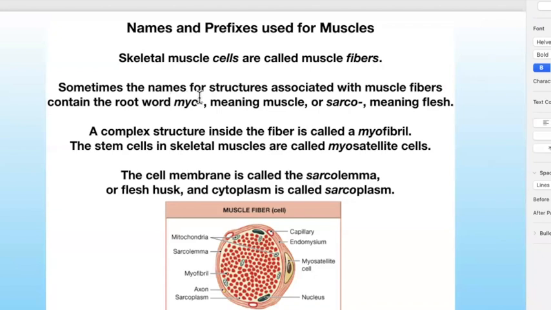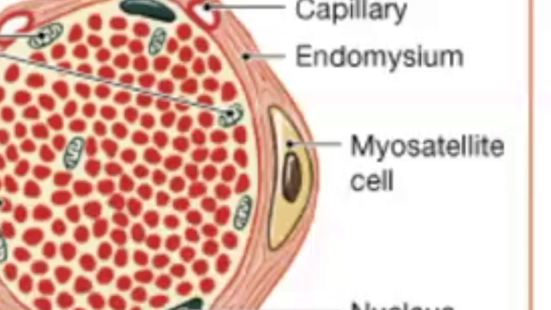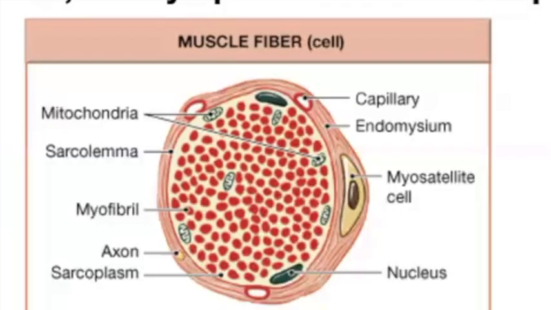Okay, so sometimes the names for structures associated with muscle fibers contain the word myo, meaning muscle, or sarco, meaning flesh. A complex structure inside the fiber or cell is called a myofibril. The stem cells in skeletal muscle cells are called myosatellite cells. The cell membrane is called the sarcolemma or flesh husk, and cytoplasm is called sarcoplasm. So a lot of vocabulary to learn.